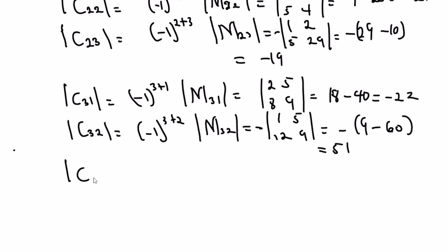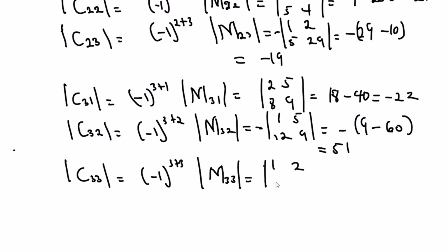Then our last one will be on row 3, column 3. So we have negative 1 exponent 3 plus 3 and the minor 3, 3. Then we have this even, so it's going to be positive. So we have 12, 8 here. Okay, then our result will be 8 minus what? 24, which is giving us negative 16. So all these have become the cofactors.